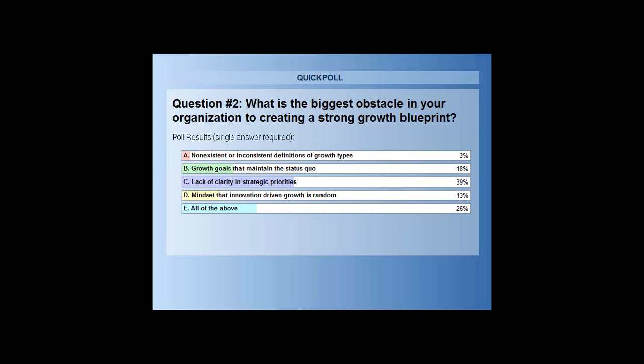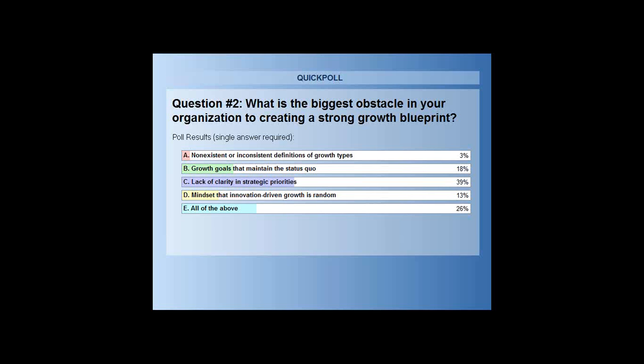The biggest obstacles, non-existent or inconsistent definitions of growth types, 3%. Growth goals that maintain the status quo or have been derived from assumptions that the future will look like the past, 18%. Lack of clarity in strategic priorities is by far the largest response, almost 40%. A mindset that innovation-driven growth is random, 13%, and all of the above, 26%.